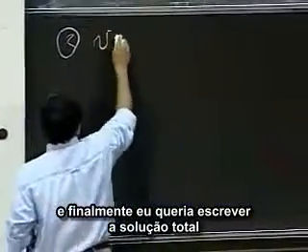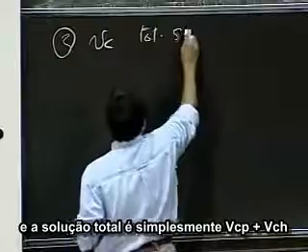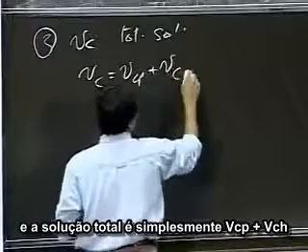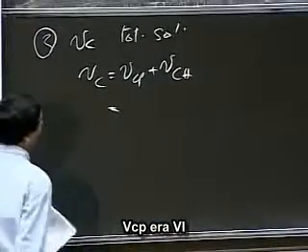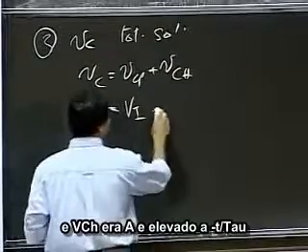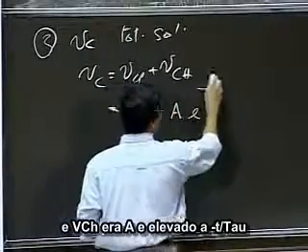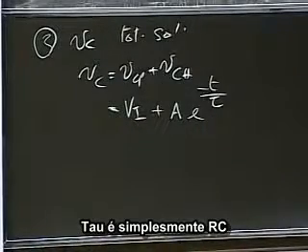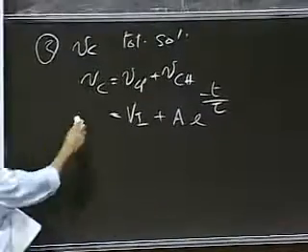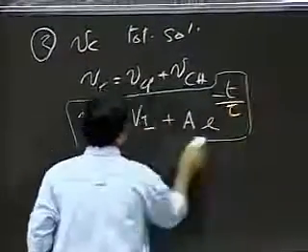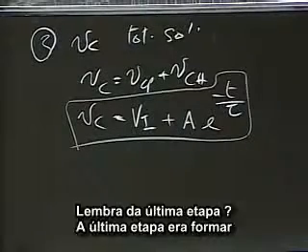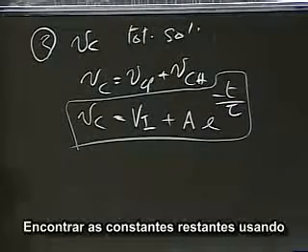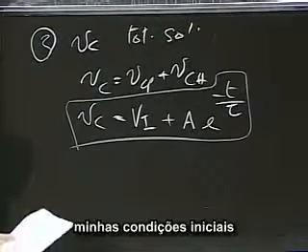And finally, I want to write down the total solution. And the total solution is simply VCP plus VCH, and VCP was VI, and VCH was A e to the minus t by tau. Okay, tau is simply RC. That's my solution. Now, remember the last step. Last step was form the total solution and find out the remaining constants.